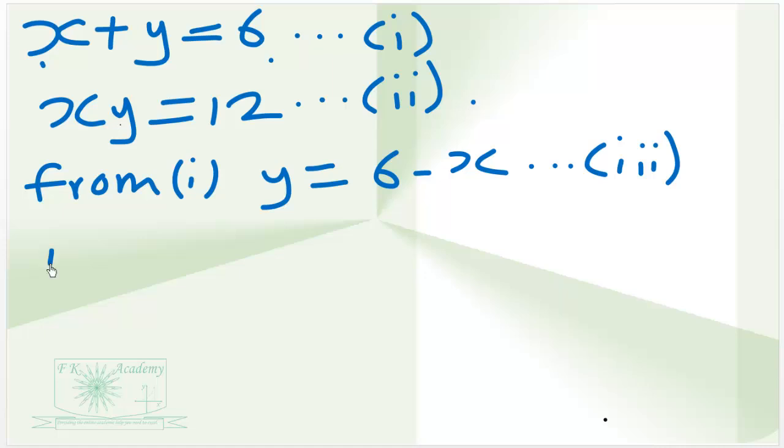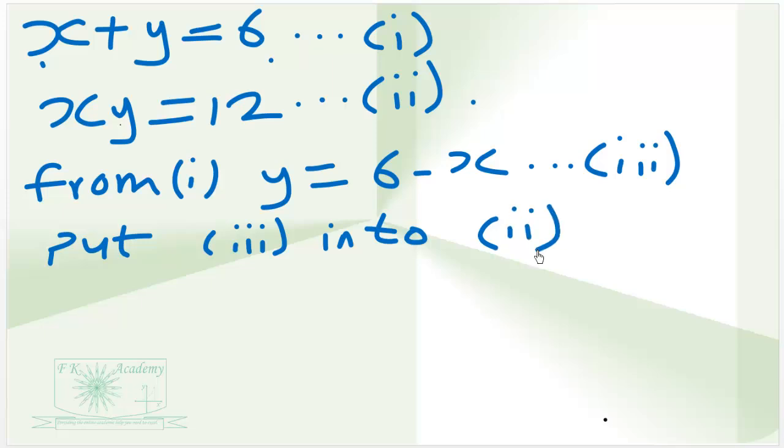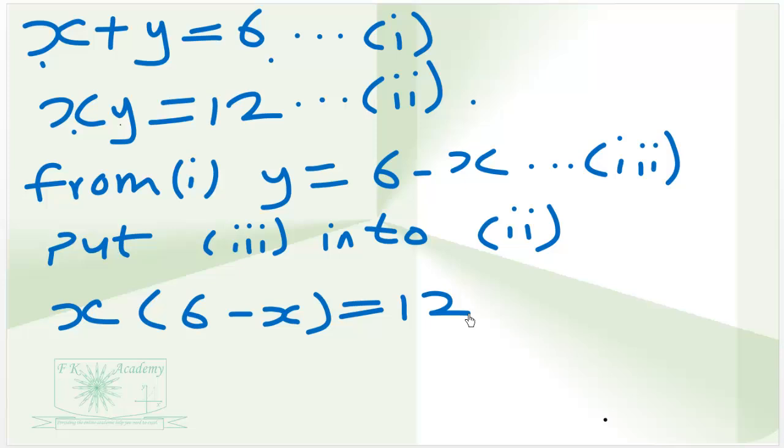So when we put the third equation into the second equation, this gives us xy. So we have x, y is now 6 minus x, is equal to 12. We can expand using the distributive property. 6 times x will give us 6x. Then x times negative x will give us negative x squared is equal to 12.